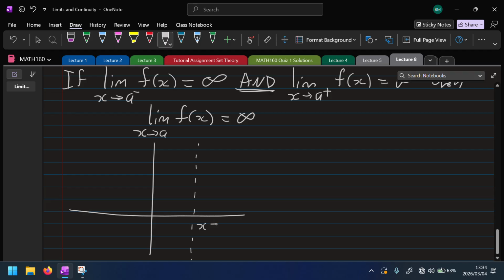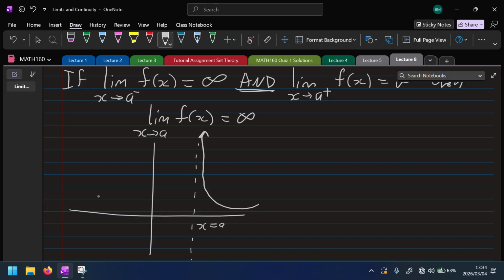So let's say here we have x equals a. From the right side, we say that as we approach x equals a, the function becomes unbounded. Okay, so that's the name we use for this. So it becomes unbounded, which means that for any x value approaching a, the function is as large as you want it to be.